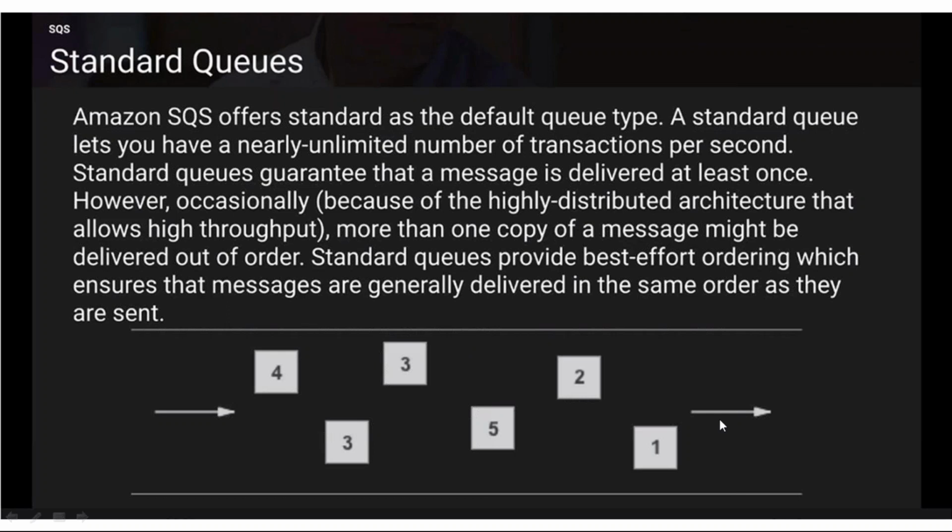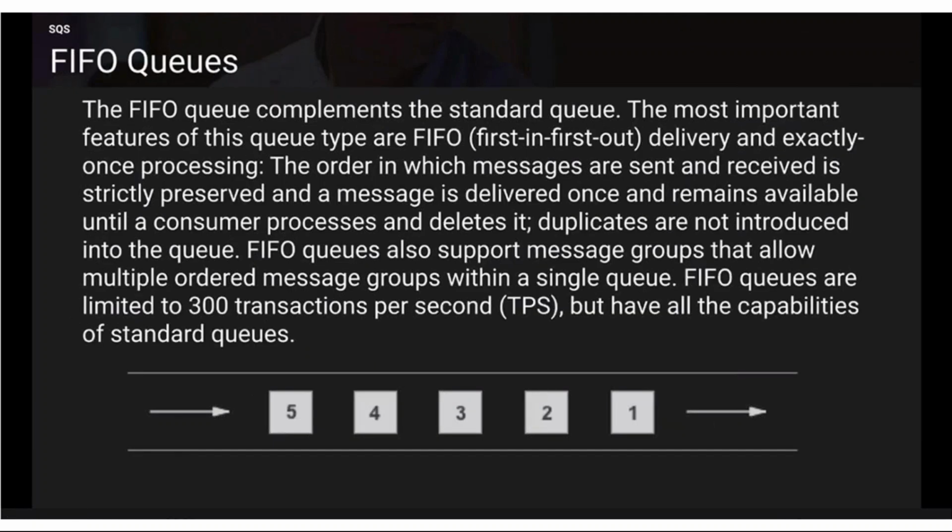So that was about the standard queue. Next we have the FIFO queue. FIFO queue is, as we just learned, first in, first out. Now the FIFO queue complements the standard queue. The most important features of this queue are first in, first out delivery and exactly once processing. So this will ensure that the message is processed only once, as well as delivered in the specific order in which the messages are sent to the queue.